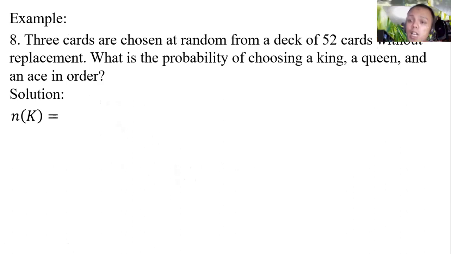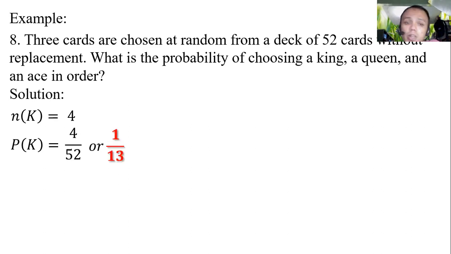Okay? Kahit walang sinabi diyan na one at a time, basta may word na without replacement, automatic dependent event na yon. So for the number of events for king, ilan yung king doon? We have 4. Then the probability, we have 4 over by 52 or 1 over by 13.